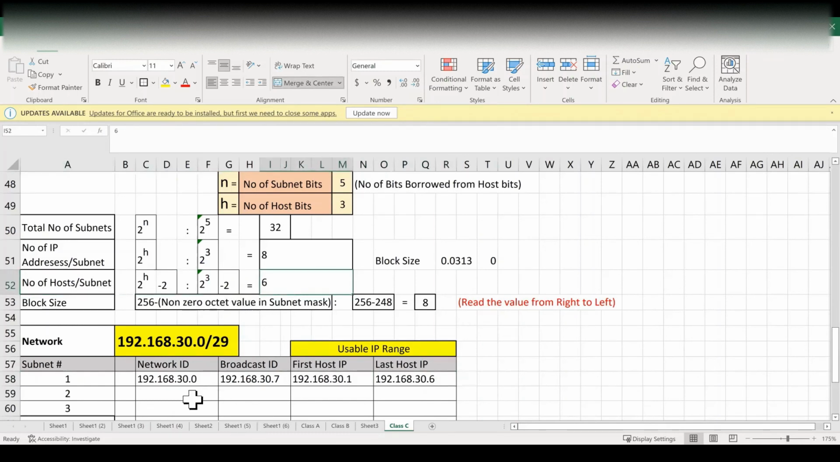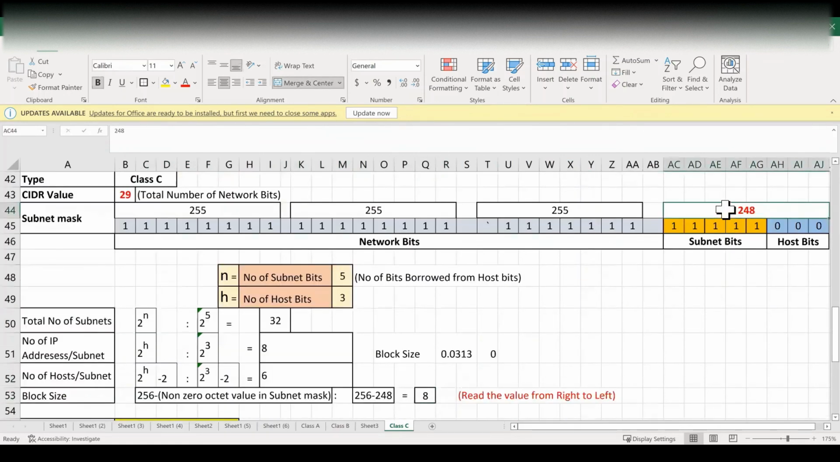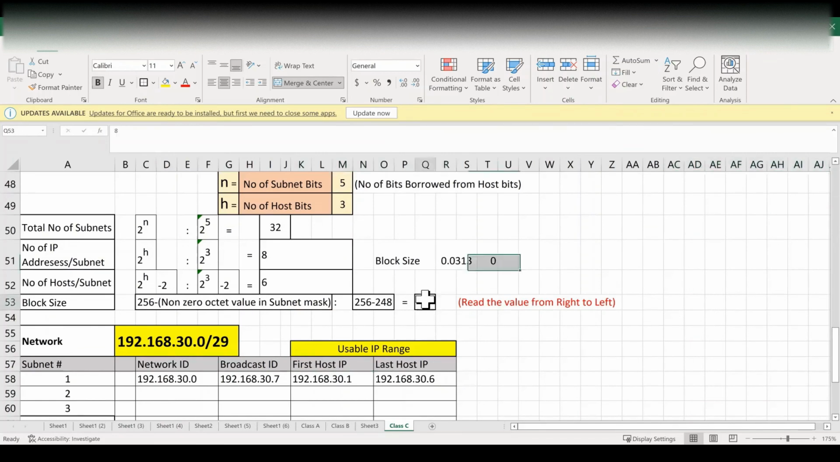The same way we have to calculate for the next subnet. To get the next subnet's network ID, we have to add the block size 8 to the non-zero octet. In our case, the non-zero octet is the 4th octet. So we have to add this block size 8 to the 4th octet of our previous network ID. So we will get 30.8. In the same way, we have to find the broadcast ID. We have to add the total number of IP addresses. So we will get 30.15.